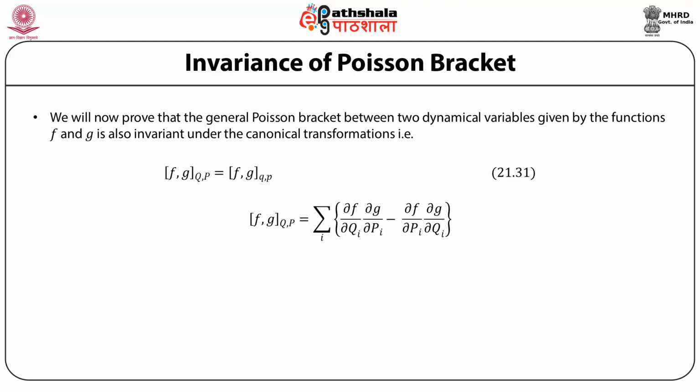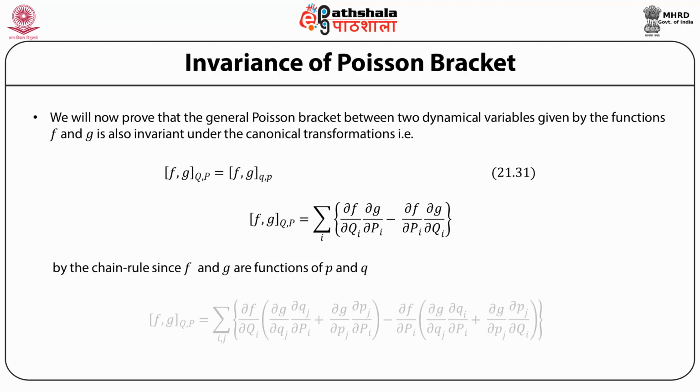This is straightforward, because if you look at the definition of the Poisson bracket of f and g with respect to the new coordinates and momenta, this is simply equal to the sum over i of the partial derivative of f with respect to the new coordinate into the partial derivative of g with respect to the new momenta, minus the partial derivative of f with respect to the new momenta into the partial derivative of g with respect to the new coordinate, and using the chain rules of f and g, this can be expressed as shown in the equation.